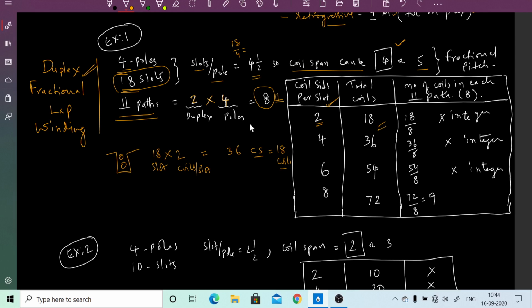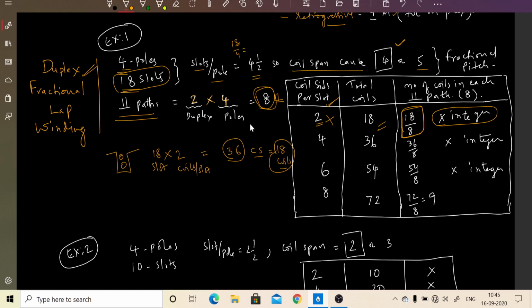But these 18 coils cannot be divided equally onto 8 parallel paths, which is not an integer. So this is not possible. 2 coil sides per slot is not possible. I hope you have understood. So if I choose 2 coil sides per slot, then I will be having 36 coil sides altogether, or otherwise 18 coils altogether, and which cannot be divided equally into 8 parallel paths.